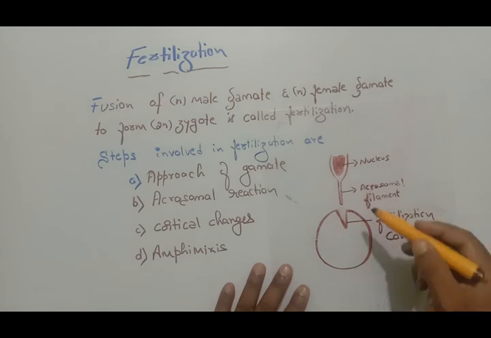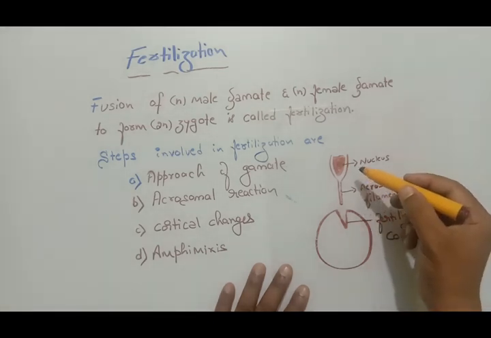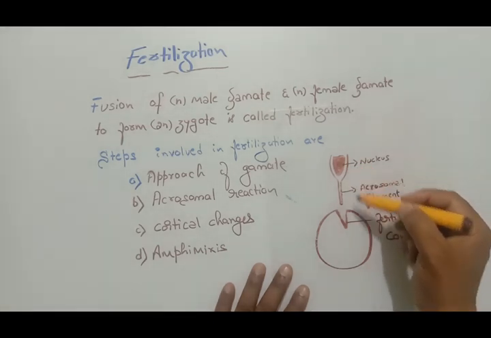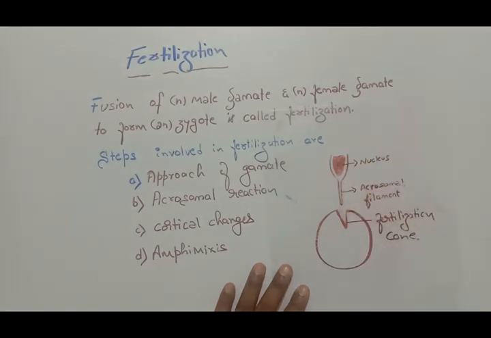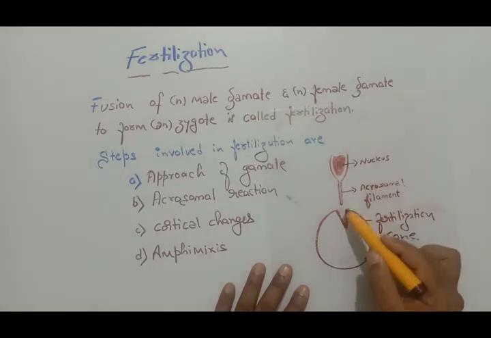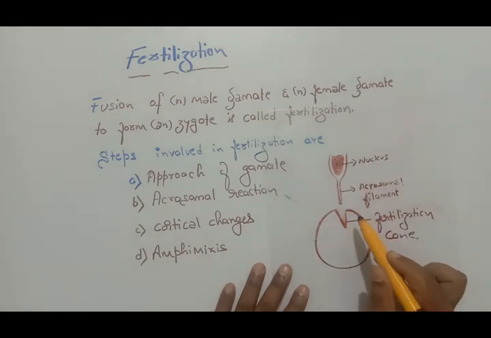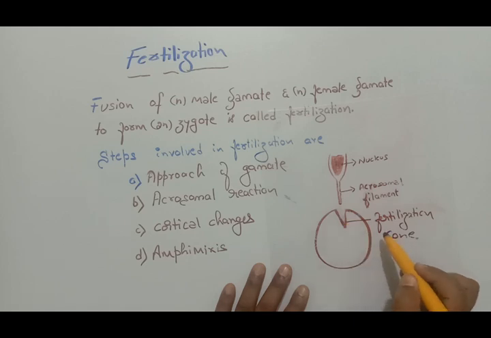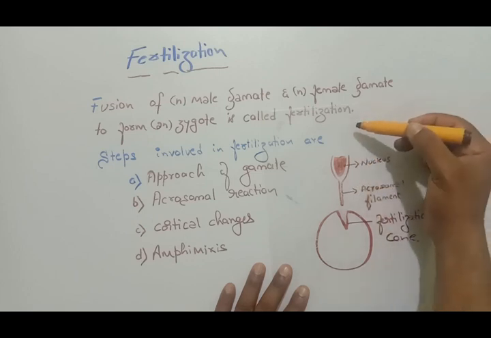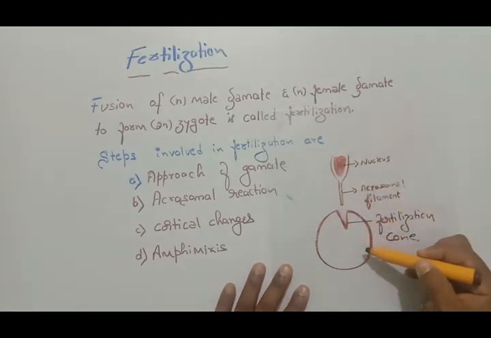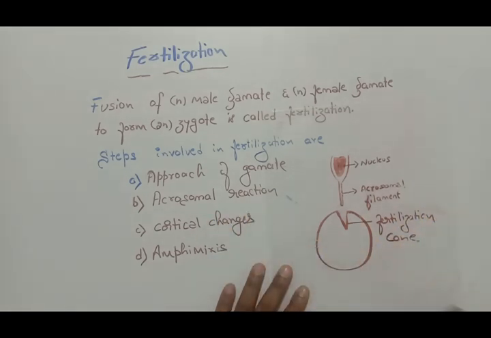So as we know, to release the nucleus into the egg, the acrosome produces an acrosomal filament. When the sperm head penetrates, the egg produces a conical projection called the fertilization cone, into which the head of the sperm as well as the middle piece of the sperm will be engulfed in the egg, and that is nothing but acrosomal reaction.